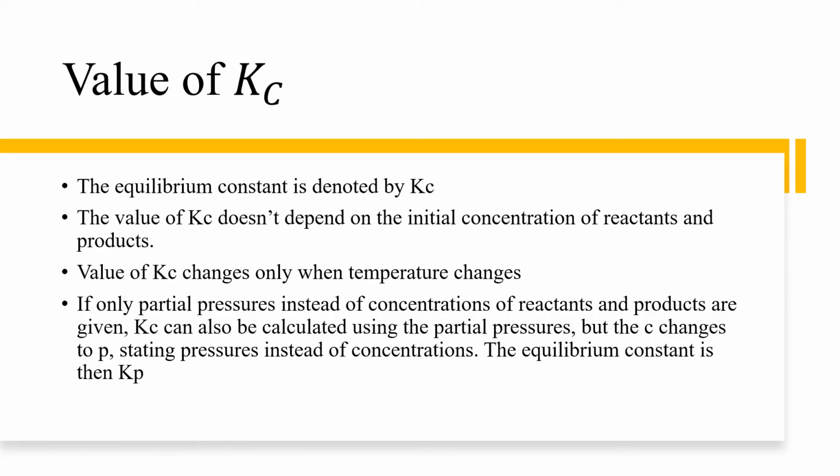Next we have the value of Kc. The equilibrium constant is denoted by Kc. The value of Kc doesn't depend on initial concentration of reactant and product. Values of Kc only change when temperature changes. If only partial pressures instead of concentrations of reactant and product are given, K can also be calculated using the partial pressure, but the c changes to p, stating the pressure instead of concentration. Equilibrium constant is then Kp.